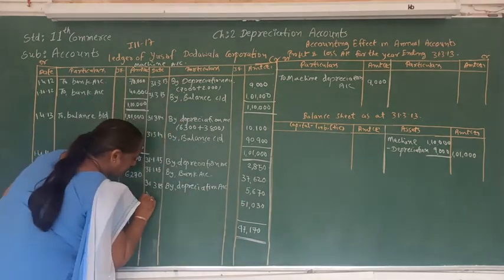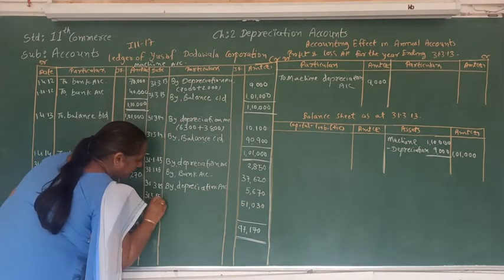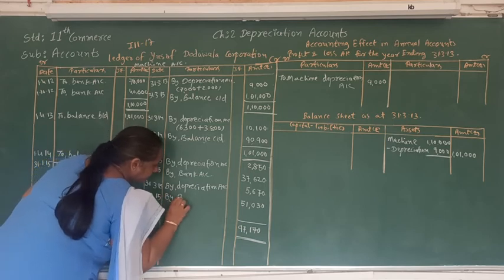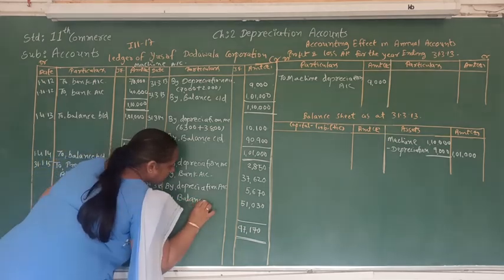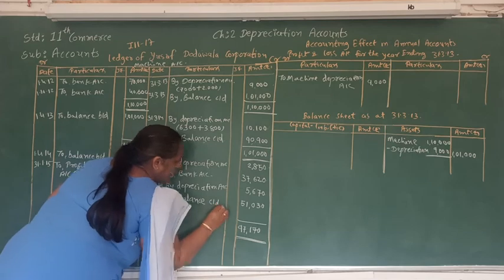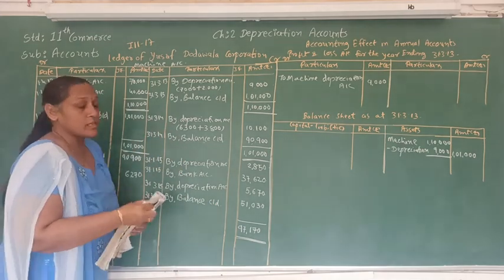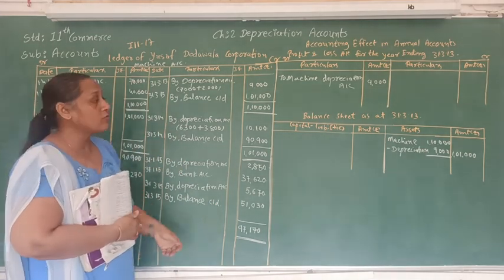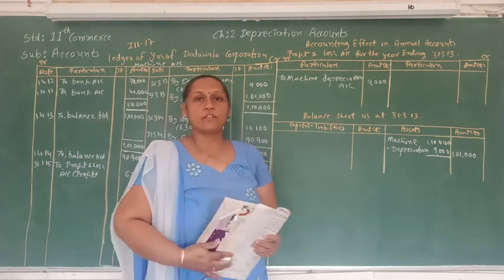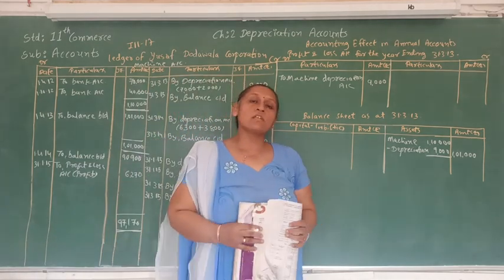So that is on 31/3/15 by balance carried down. So this is how we are supposed to prepare the machine account as well as the accounting effect. Students, you may note down this in your notebook.